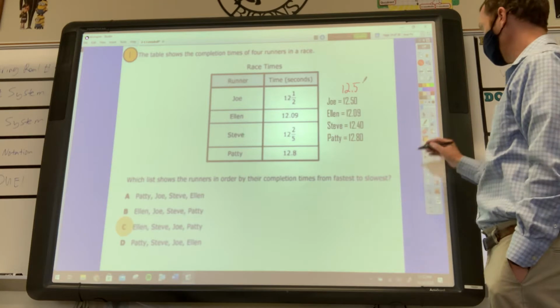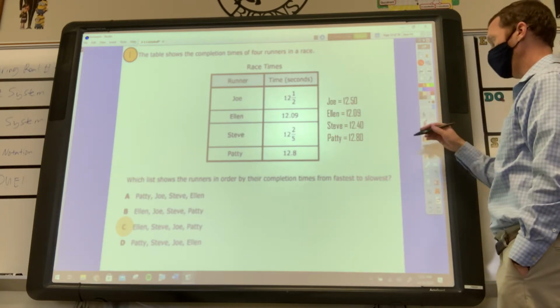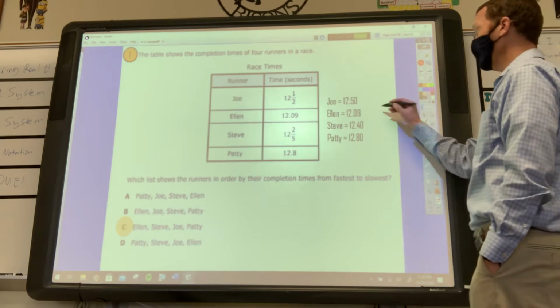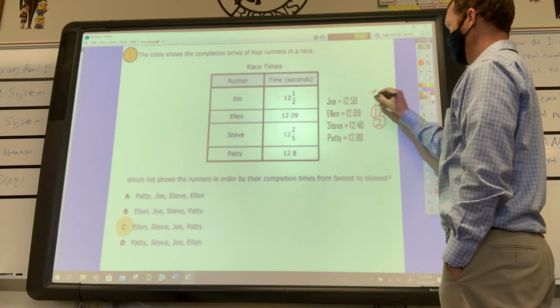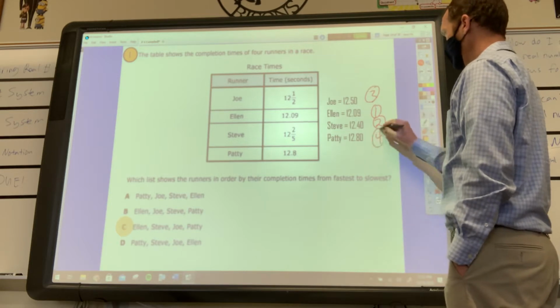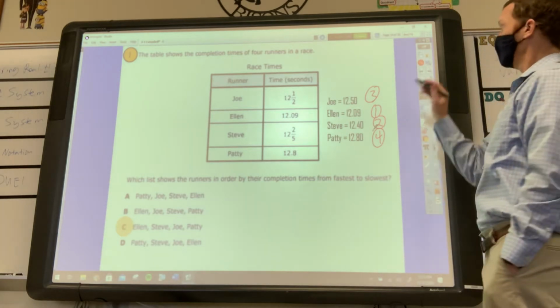And then I just look at them, I go, well, if this is a race, then I want the lowest time, right? That's going to be the fastest person, the winner. And Ellen got there first, followed by Steve, followed by Joe, followed by Patty. And that leads us right there to letter C as the answer.